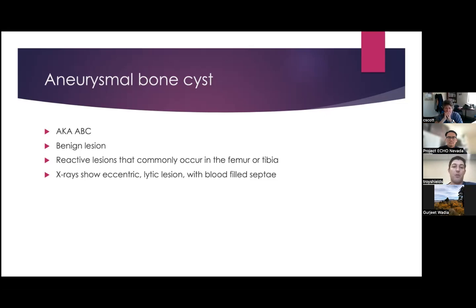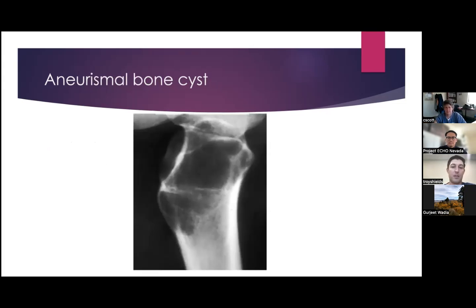The x-rays show an eccentric lytic lesion. So kind of a subtle difference between the UBC and the ABC is the ABC will start more towards the periphery, where the UBCs will be pretty central and expand out. It's pretty septated, and the septae are filled with blood. So this is more what we're talking about with that expansile septated look, where there's multiple caverns. It's really thinning the edge.